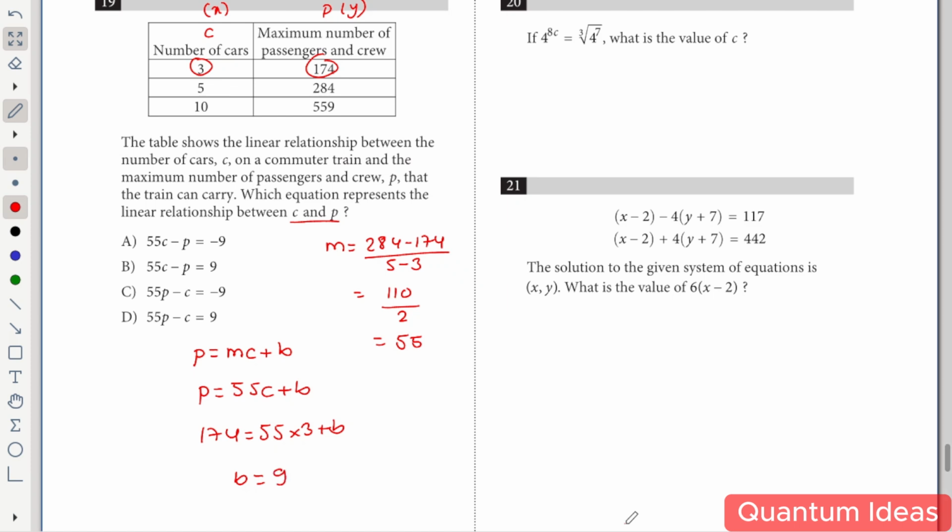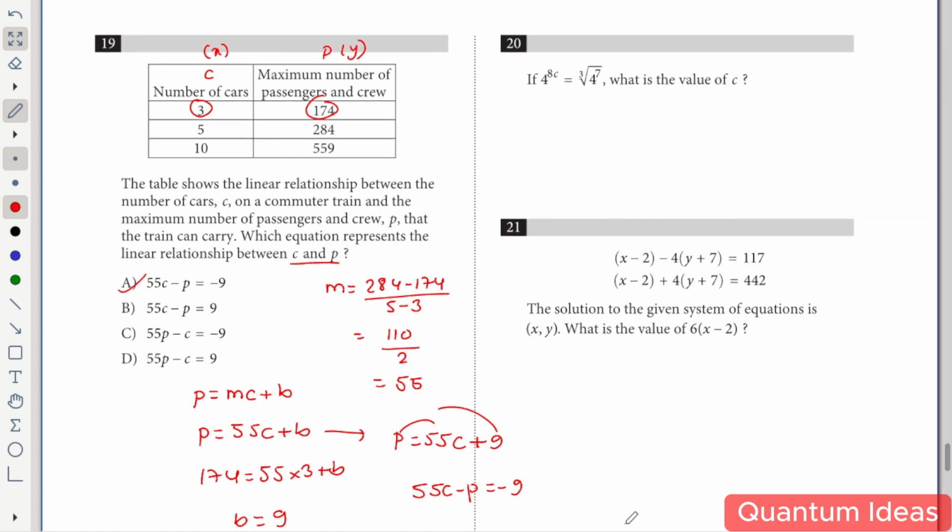Now our final equation looks like P equals 55C plus 9. How can we express this? Let's take P to that side and 9 to the other side. So 55C minus P will be equal to minus 9. So our option A is the correct answer. So let's move to 20.